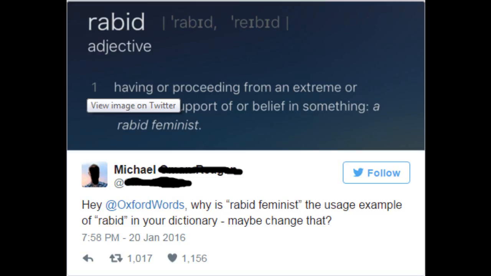So about a couple weeks ago, some guy by the name of Michael Oman Reagan, as you can see on screen right now, decided he wanted to call out the Oxford Dictionary for being apparently sexist in their usage of example sentences. So we're going to take a look at a couple of those today.